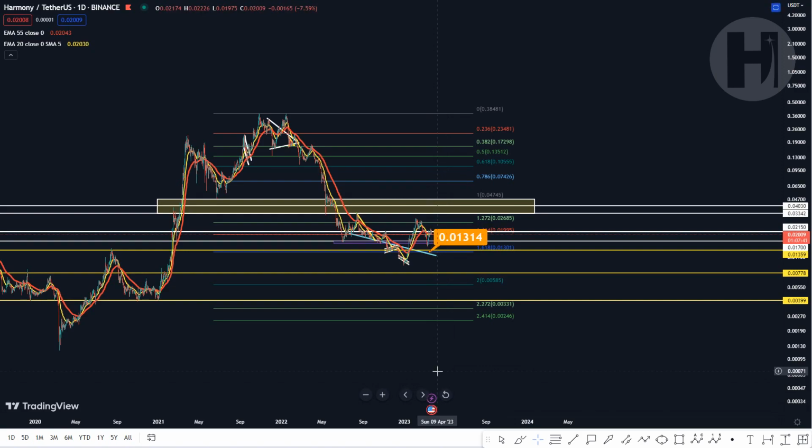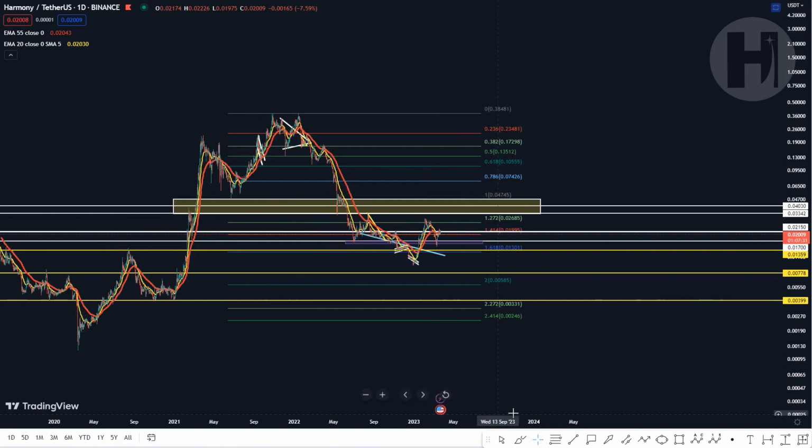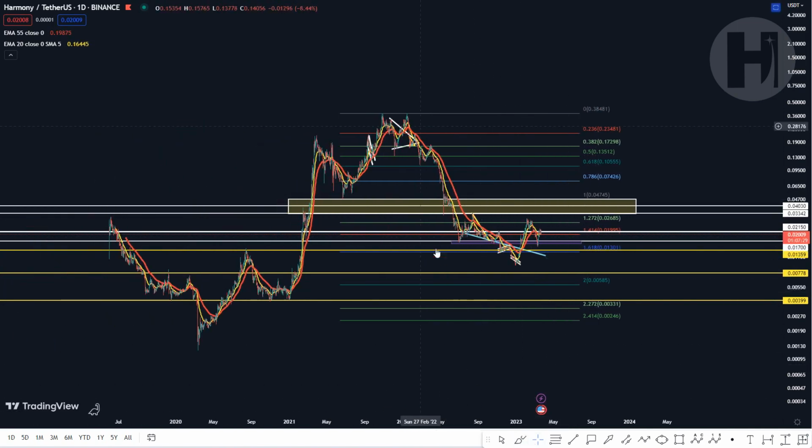Now, let's jump straight into the TA. Taking a look at the daily chart, as you can see, if we set the Fibonacci retracement from the swing high that we printed back in January of 2022 all the way down to the swing low we printed in June of the same year, we have our 1.618 target at 0.01301 cents.